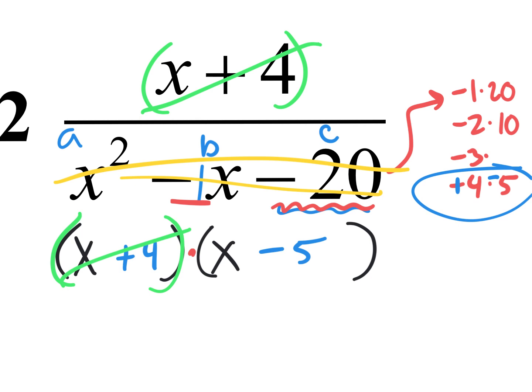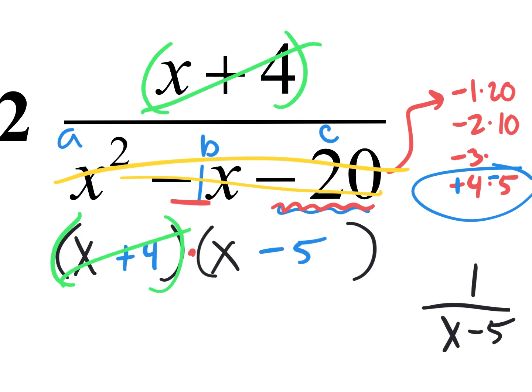So what is our final answer here? What's left up on top? A 1. Okay, and on the bottom? X minus 5. So again, if this canceled with that, I mean x plus 4 divided by x plus 4, the answer is 1. So even though there's nothing up on top, you're going to put a 1 up there, over x minus 5.